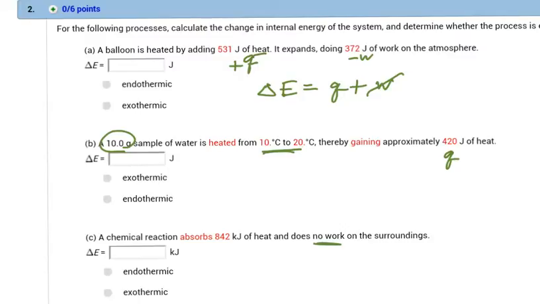Watch out in here. I noticed that this one wants to be in joules, and that one needs to be in kilojoules. So make sure that your units are consistent. And lastly, just like in the previous one, you remember that when you're choosing whether it's endothermic or exothermic, it only depends on Q. You don't need to worry about what W is there. Just think about the sign of Q.